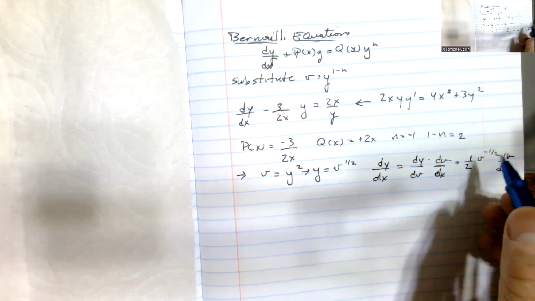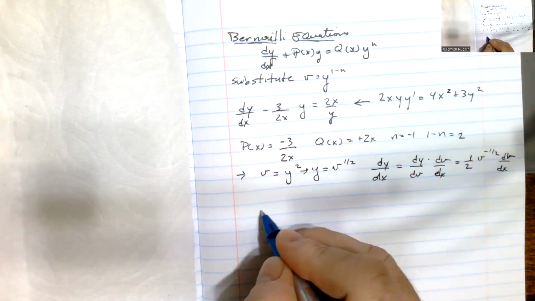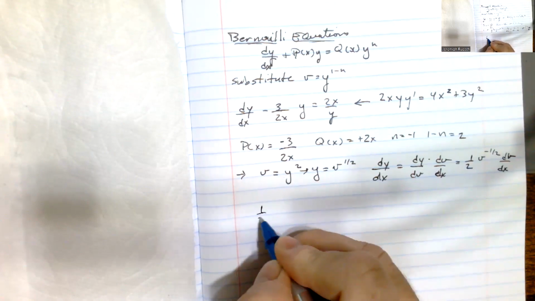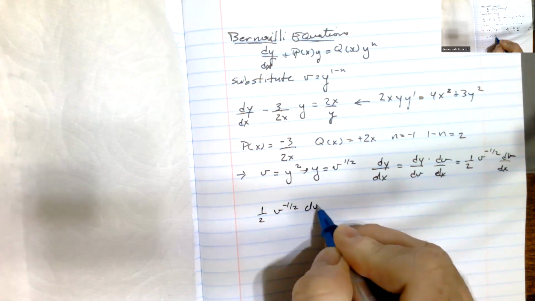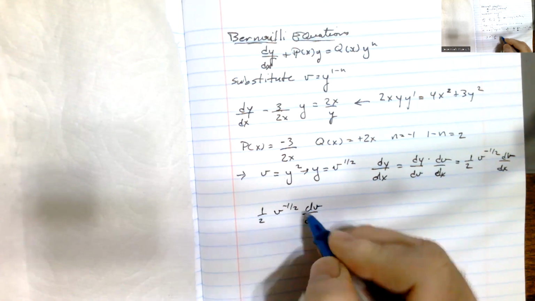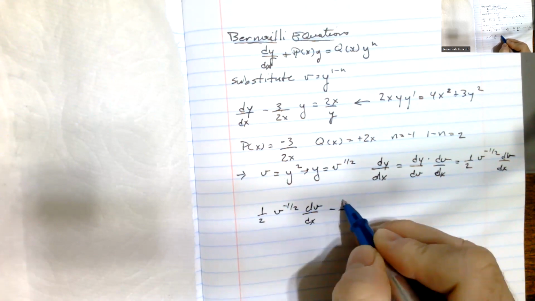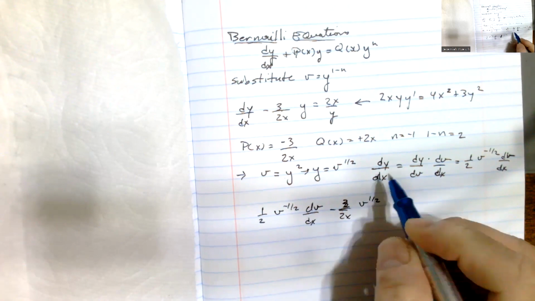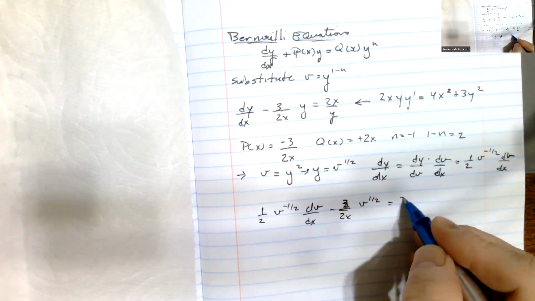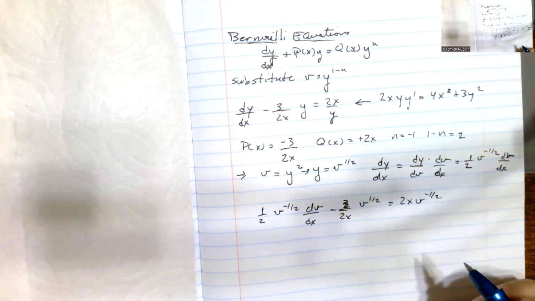All right, so let's go ahead and plug everything into this differential equation, writing in the substitutions that we've already stated. We should get 1 half v to the negative 1 half dv/dx. That's the dy/dx part, and that's going to be minus 3 over 2x, and then we have v to the 1 half, and that's going to equal 2x v to the negative 1 half.